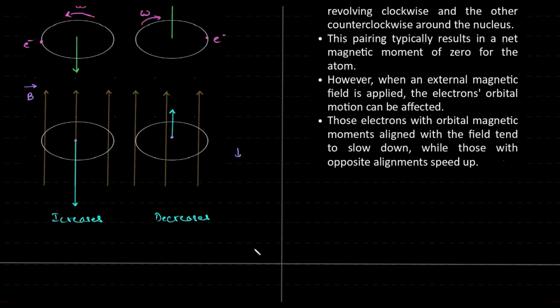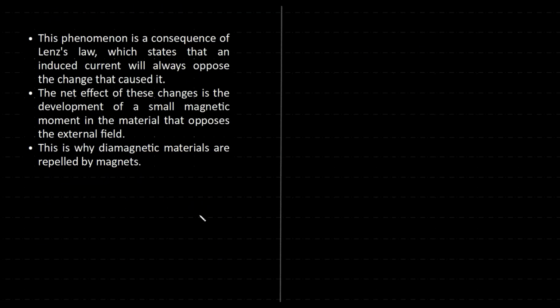Okay, guys, so that's the funda. This phenomenon is a consequence of Lenz's law, which states that an induced current will oppose the change that causes it. This is something that we'll be seeing in detail. The net effect of this change is the development of a small magnetic moment in the material that opposes the external field. This is why diamagnetic materials are repelled by magnets.